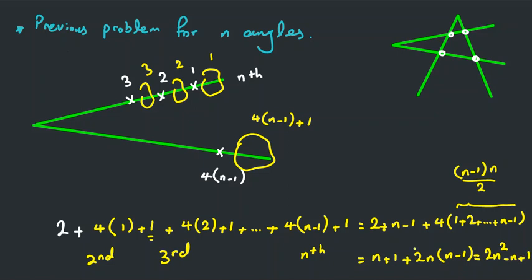Let's check. If you replace n with 1, it will be 2 minus 1 plus 1, which is 2. If you consider two angles, it will be 1, 2, 3, 4, 5, 6, 7. So if you replace n with 2, it will be 2 times 4, 8 minus 2, 6 plus 1, 7. So it works. Okay, always check at the end.